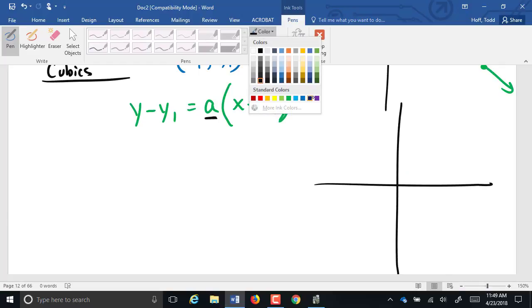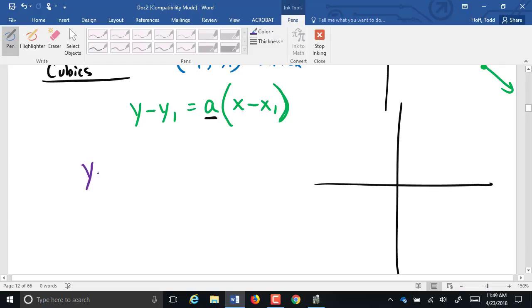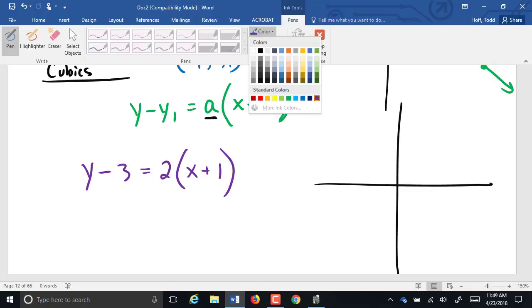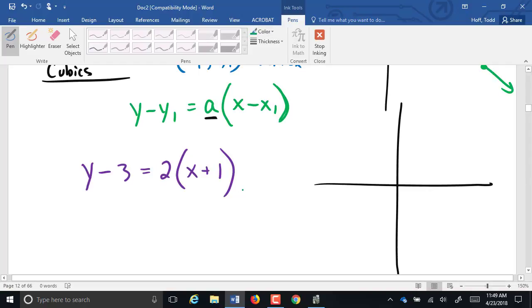So I'm going to do y minus 3 equals, and I'm just going to put a 2 in here, times x plus 1. So our starting point, x and y. Well, remember, it's x minus x1. So technically, x plus 1 is x minus a negative 1. So that x coordinate is negative 1. The y coordinate is 3. So our vertex is at negative 1, 3 right there.